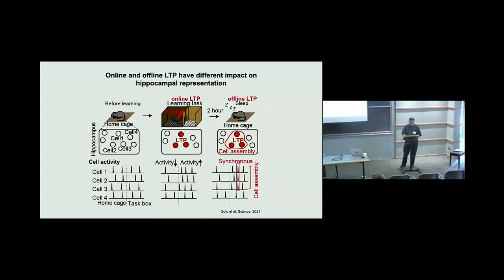So what we found, to make the story short, is that online LTP and offline LTP are playing different roles. Online LTP is required for selectivity of the firing. And offline LTP is required for the synchronicity of the firing. So this indicates that these two LTPs, both occurring in hippocampus, have different roles.